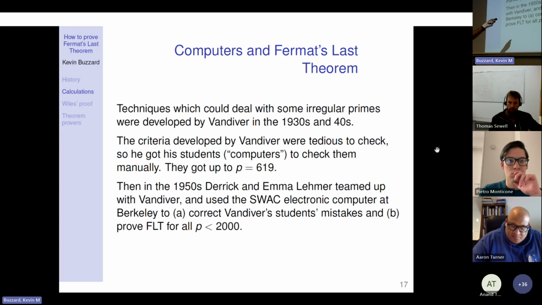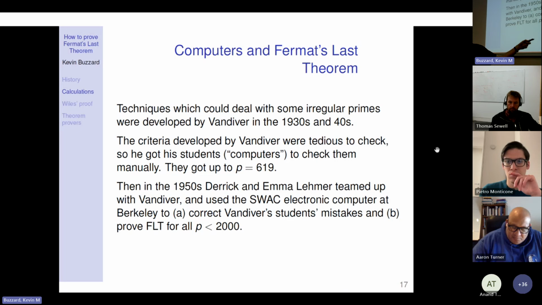checked Vandiver's work. Unsurprisingly, Vandiver's students had made mistakes, so they did the whole calculation again in a much shorter period of time. This had taken years of Vandiver's life to do, but somehow in a matter of hours, they had Fermat's last theorem for all p less than 2000. And so there's a remarkable early contribution of computers to Fermat's last theorem.